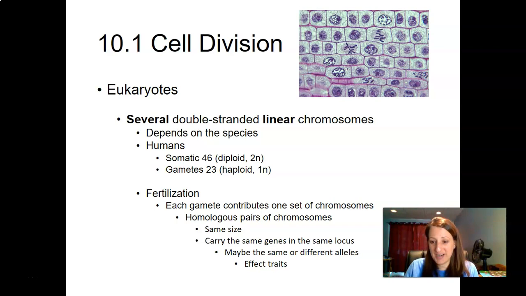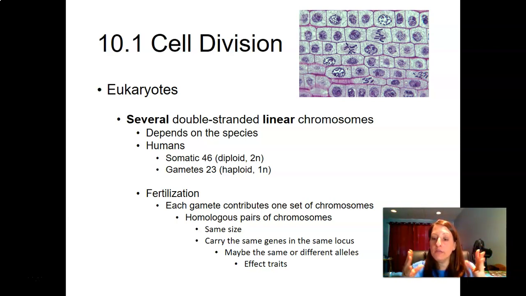We'll use humans, because that's a great example. Humans are going to have, in all of our cells that are not involved in sexual reproduction, so we're excluding our gametes, egg cells for females and sperm cells for males, so let's not talk about those for a minute. In the rest of your body cells, if you were to pop open that nucleus and take a look, you would find 46 chromosomes.